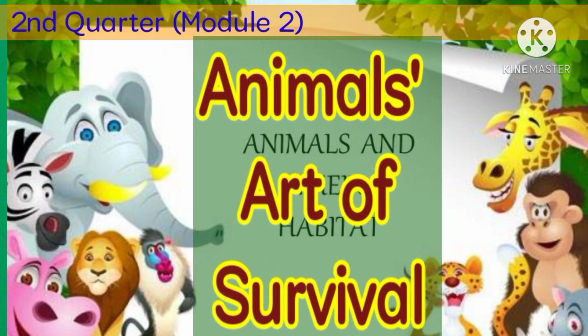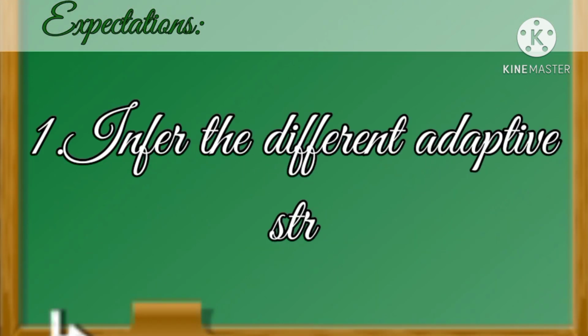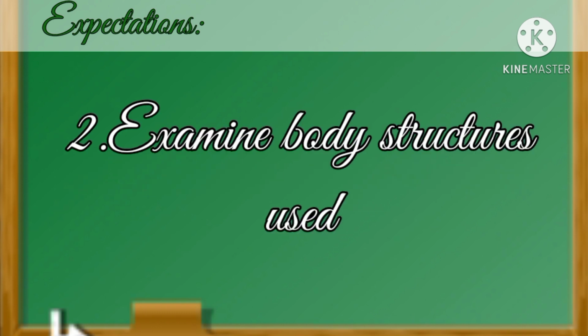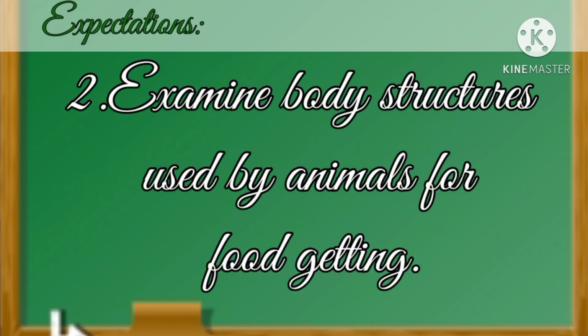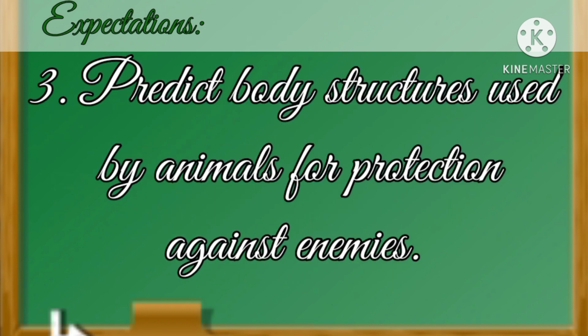Second quarter, Module 2, Animals: Art of Survival. At the end of this module, you should be able to infer the different adaptive structures of animals for land and aquatic habitat or dwelling, examine body structures used by animals for food getting, and predict body structures used by animals for protection against enemies.